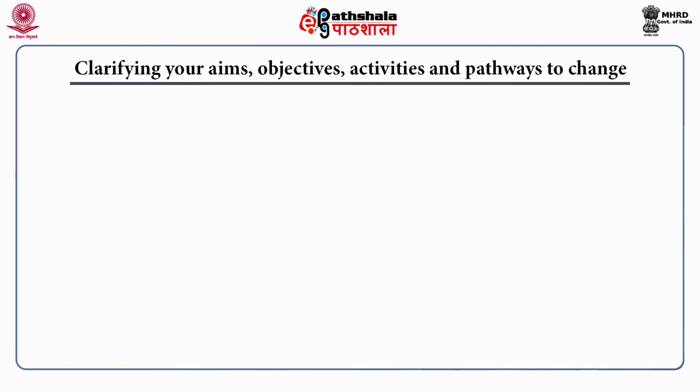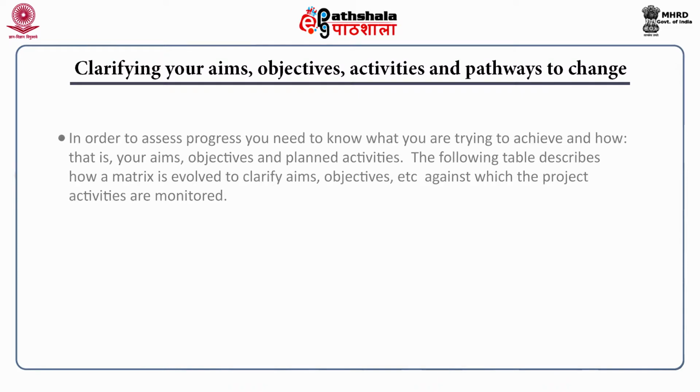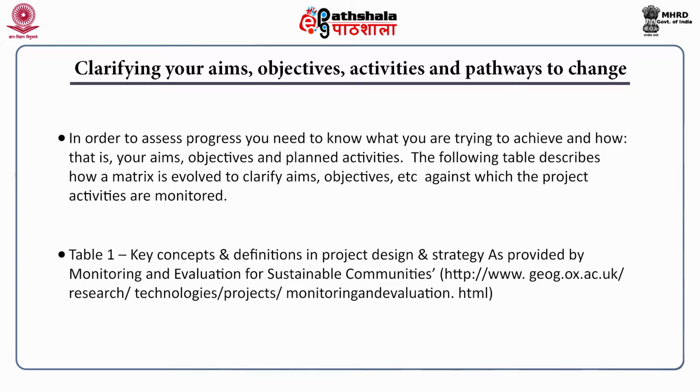Fourth, clarifying your aims, objectives, activities and pathways to change. In order to assess progress, you need to know what you are trying to achieve and how. That is, what are your aims, objectives and planned activities. In the following table, we will see how the key concepts of aim, etc. are defined and what their respective examples are.